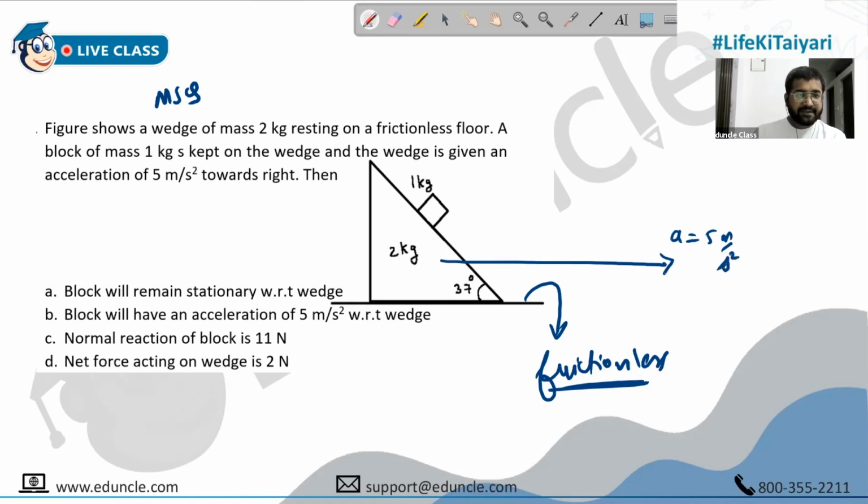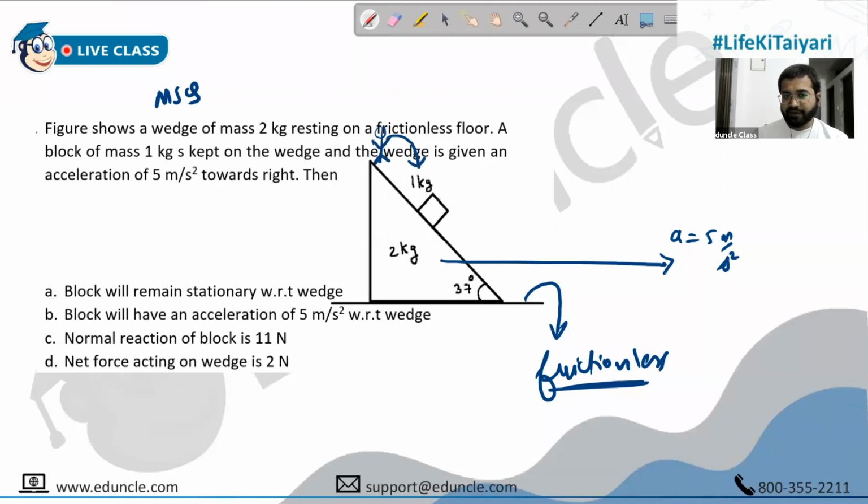The question is, what will happen to the block? Whether it will remain stationary or whether it will have an acceleration. So what is the concept that I should apply here in order to solve this question? Pseudo force. So let's immediately throw our friend Sharat Kande people on this.